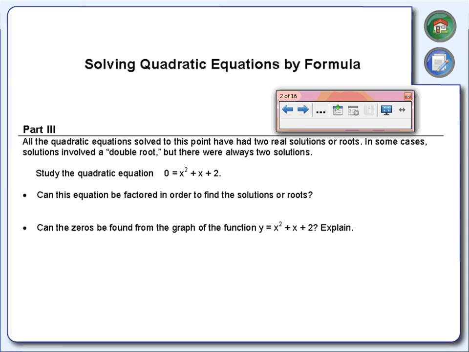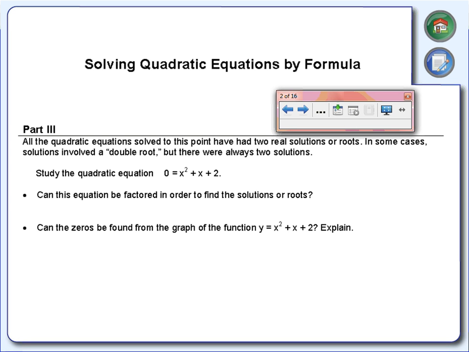Up here at the top it says all the quadratic equations solved up to this point have had two real solutions or roots. In some cases they involve a double root, but there was always two solutions, and that should be the case. Remember, we have that theorem, the fundamental theorem of algebra, that said that if we have a degree of 2, we should have two complex roots. So here we have the quadratic 0 equals x squared plus x plus 2. First thing they ask us is, can this equation be factored in order to find its solutions?